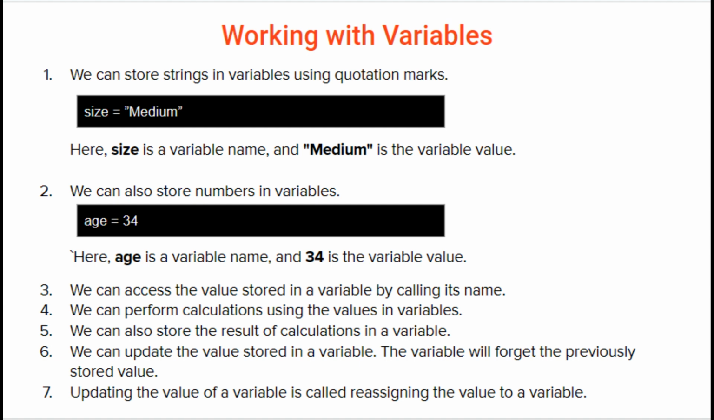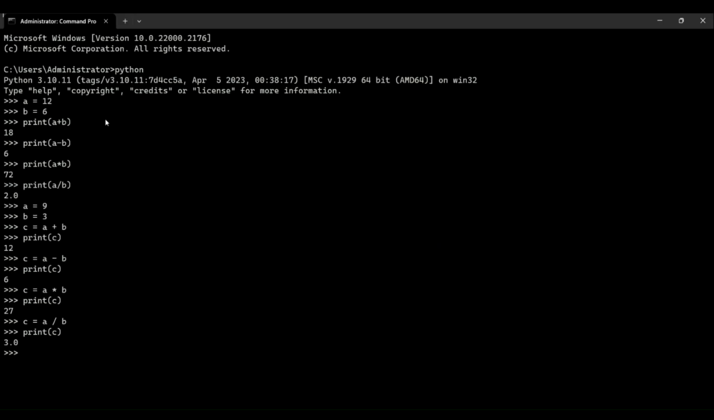We can update the value stored in a variable. The variable will forget the previously stored value. Observe carefully. Here first I declared A equals 12. Then I declared B equals 6. I updated the value of A to 9, A forgets its previous value. Now, A has the value 9.